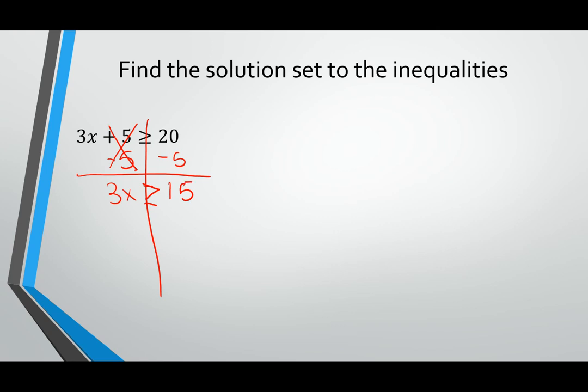All right, so again, that first step, just like a normal equation, subtract 5 on both sides. So now we need to get rid of that 3. Since it's 3 times x, we will get rid of the 3 by dividing by 3. 3 divided by 3 cancels out, leaves us with x. Remember, it's still greater than or equal to. It's not a regular equal sign. It's just greater than or equal to. And then the right-hand side, we have 15 divided by 3, which is 5. So our solution to this one is x greater than or equal to 5.